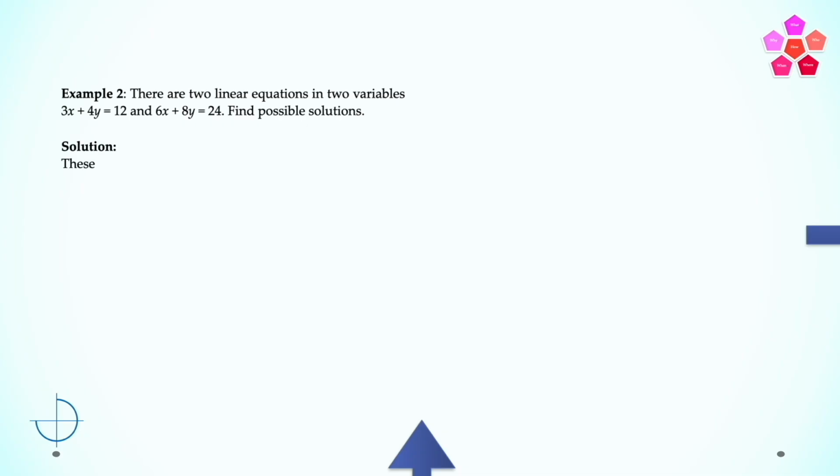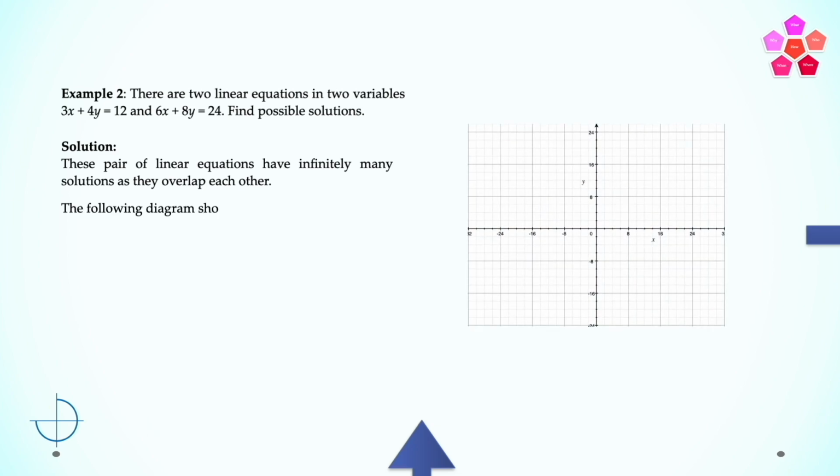Let's take example 2. There are two linear equations in two variables, 3x plus 4y is equal to 12 and 6x plus 8y is equal to 24. Find possible solutions. The solution is these pair of linear equations have infinitely many solutions as they overlap each other. If you see carefully, if we divide the second equation by 2, we get the first equation.